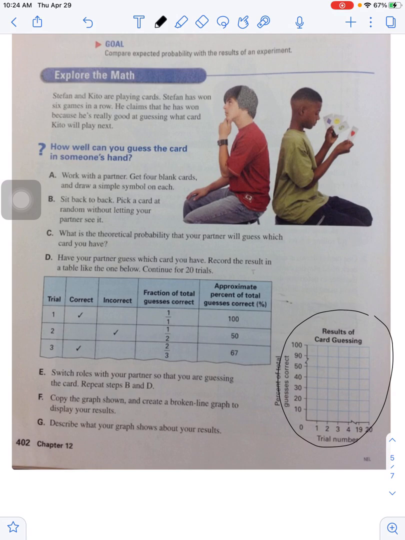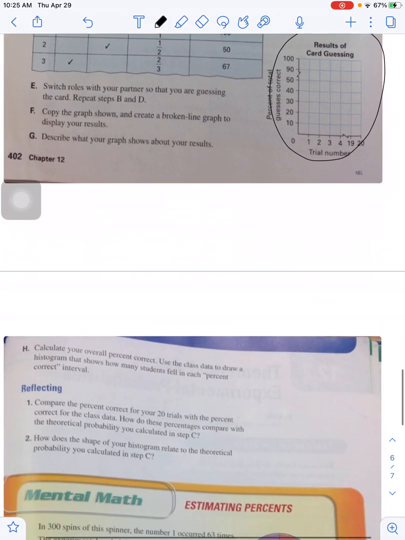Okay, again, we should be seeing that your results show that you're getting somewhere around 25% correct. If you're getting higher than that, you should maybe go buy a lottery ticket. No, don't go buy a lottery ticket. That's not a good idea. But that means you're getting a higher experimental probability than what we would expect. And some of you might end up guessing lower than 25%, which means your experimental probability is not as high as what the theoretical probability is. So describe what your graph shows about your results.